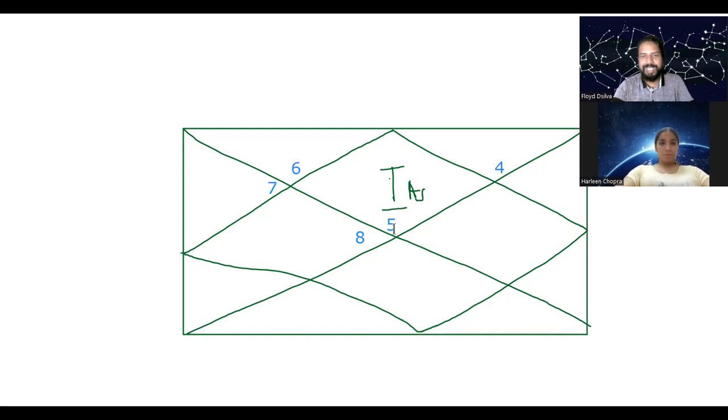So now each house has a ruler. So first house, what sign did you say? Leo. Who is the ruler of Leo? Sun. Sun is the ruler of Leo. Let's say in somebody's chart, Sun is sitting in this position. So where is the Sun sitting, in which house? 7th house. That is Harleen's favorite house.